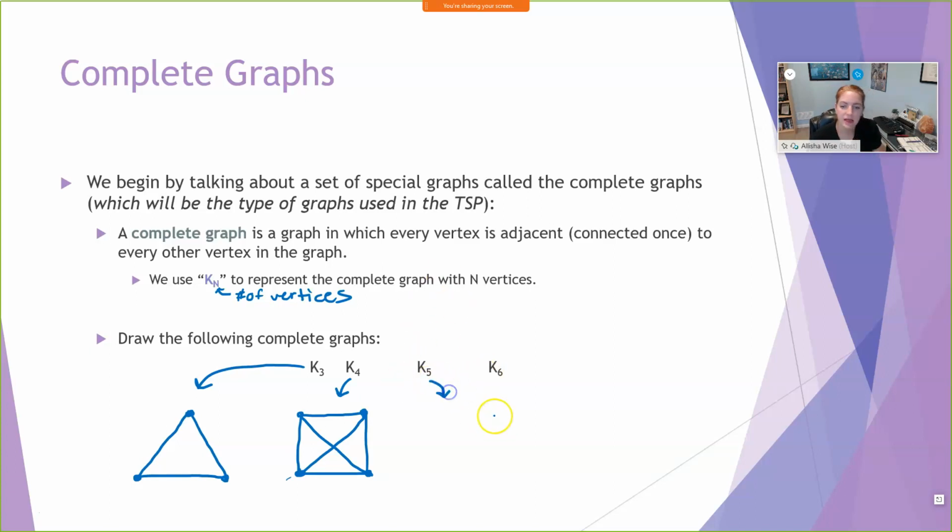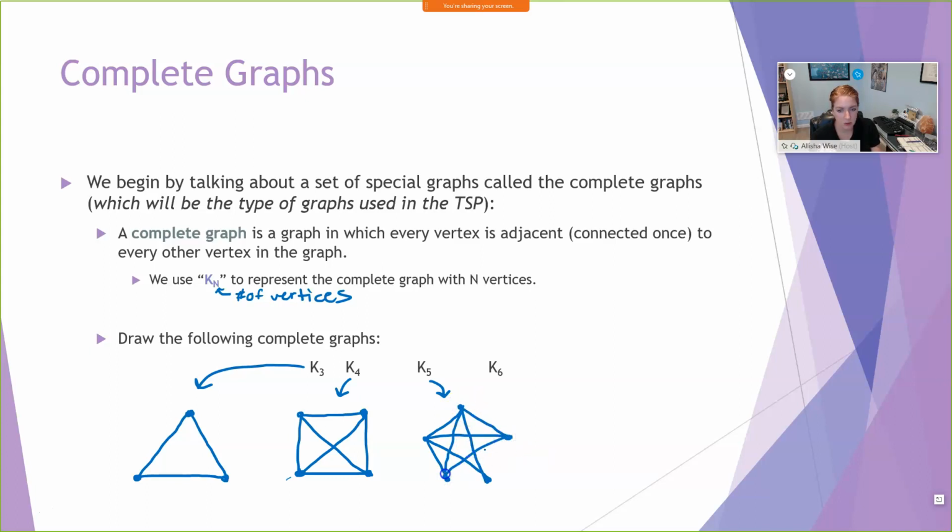K5, if you can imagine, we're going to draw a complete graph with 5 vertices. 1, 2, 3, 4, 5. So what I like to do is I just like to start with one vertex, connect it to all the other vertices. Okay. Same thing, keep connecting it.